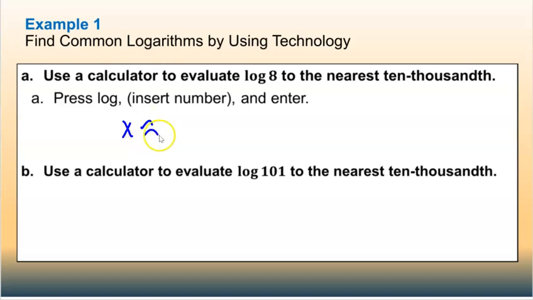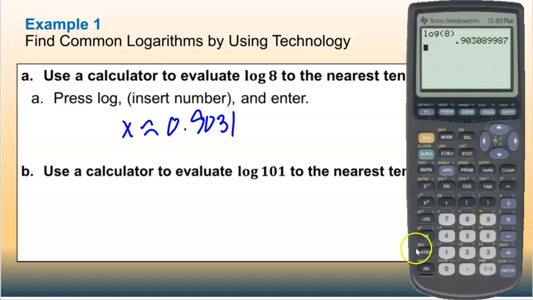So x is equal to about 0.9031. And for this next one, log of 101, grab our calculator again, log of 101, in parentheses, 4 decimal places, this would be 2.0043.